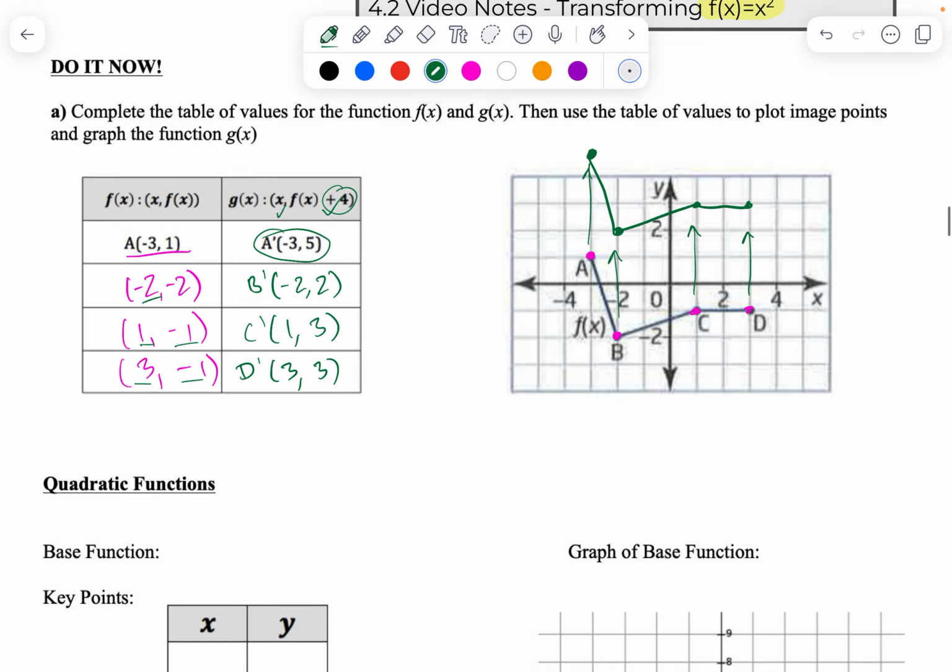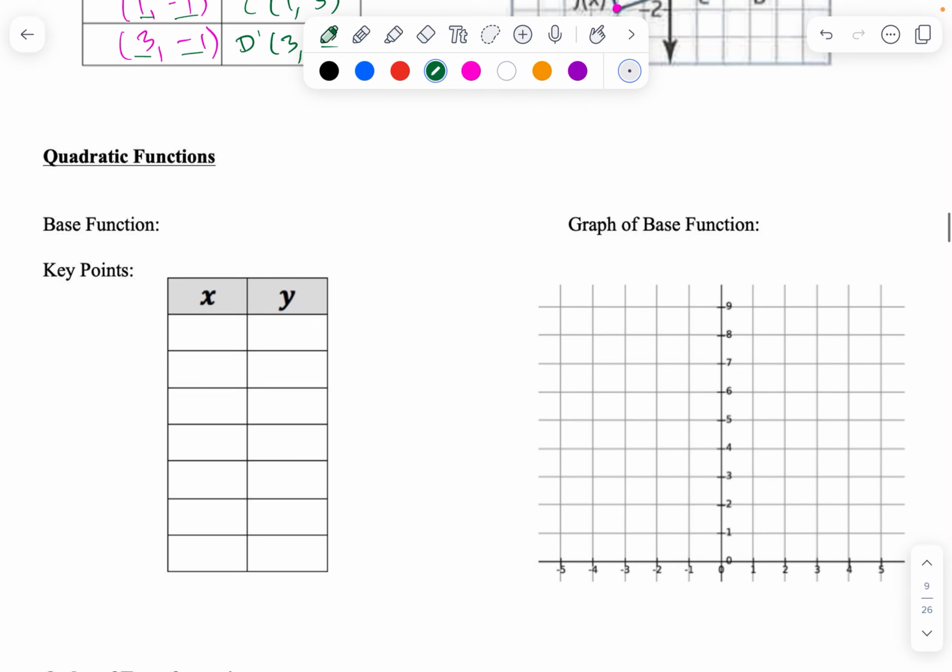All right, so let's look at what that means for parabolas. Parabolas have the base function of x squared, okay? And remember our key points centered around the fact that 0 squared is 0, and then we'll go to the left a little bit, and we'll go to the right a little bit. And then to get the y value, we're just going to take the x and square it, right? So -3 squared is 9, -2 squared is 4, -1 squared is 1, 1 squared is 1, 2 squared is 4, 3 squared is 9.